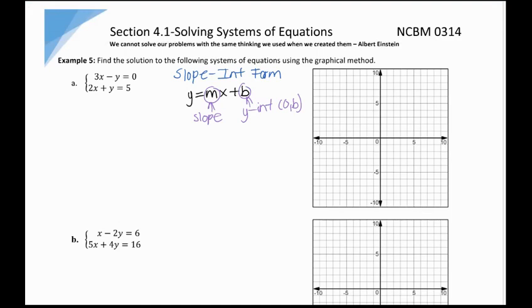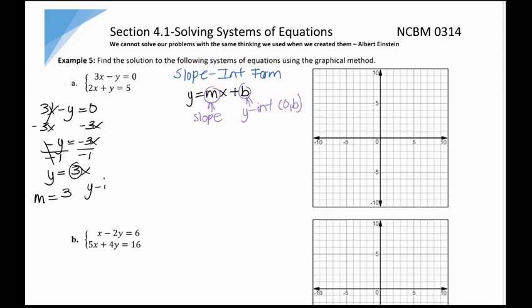So the first thing we need to do is solve for y on the first equation. So we have 3x minus y equal to 0. We subtract 3x on both sides. I have negative y equals negative 3x. And then we divide both sides by negative 1. So I have y equals negative divided by a negative is a positive, so 3x. So from here, my slope is 3. And my y-intercept is going to be 0, comma 0. That's all we need to graph.